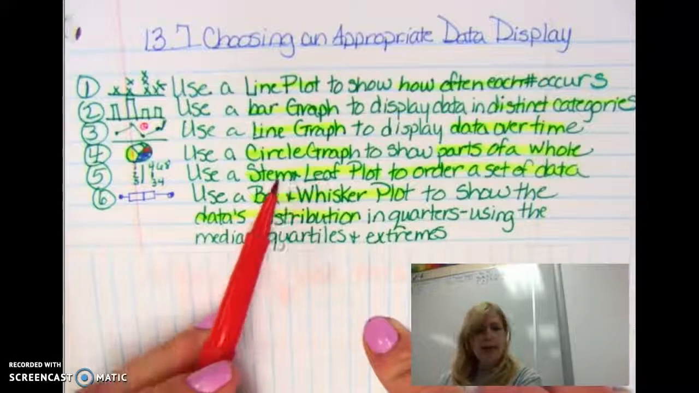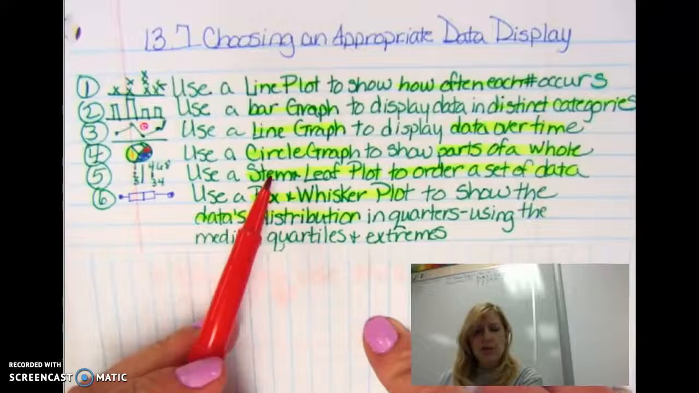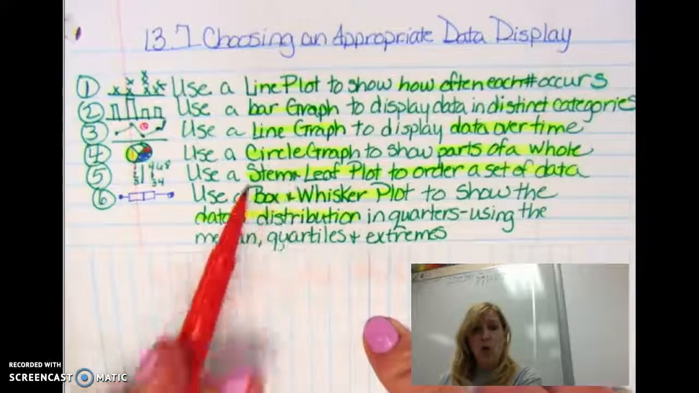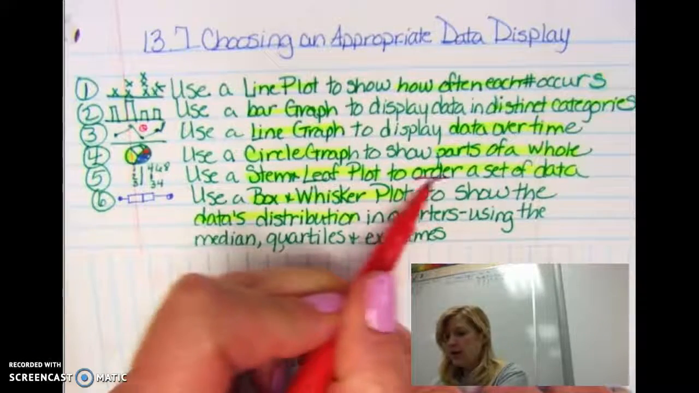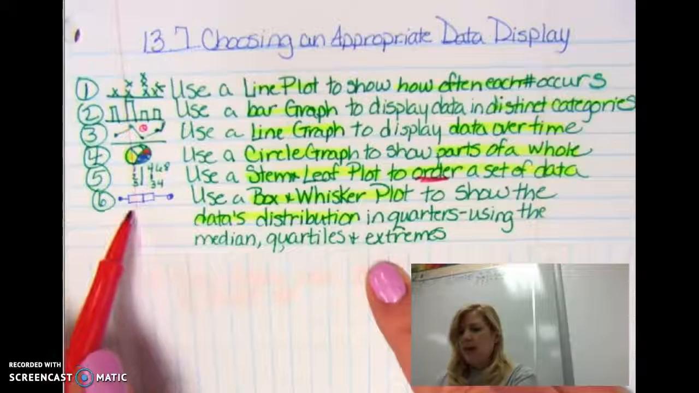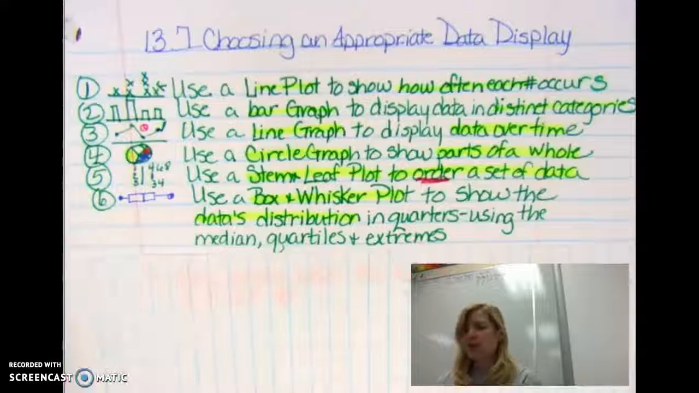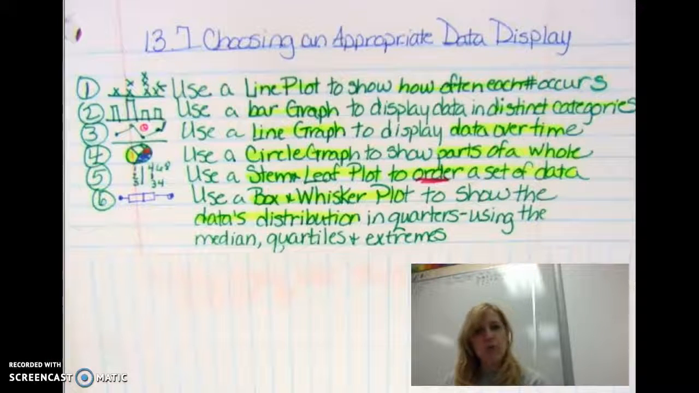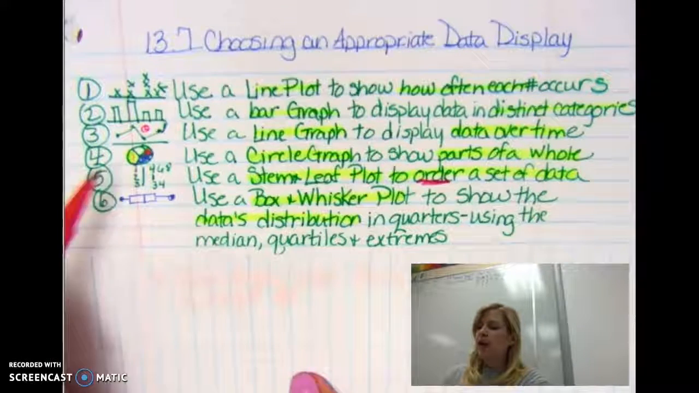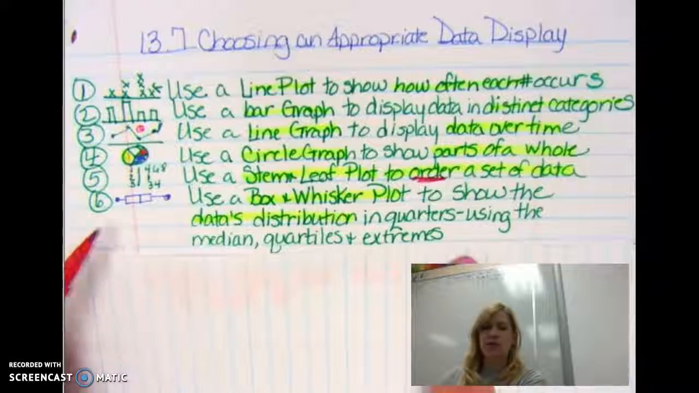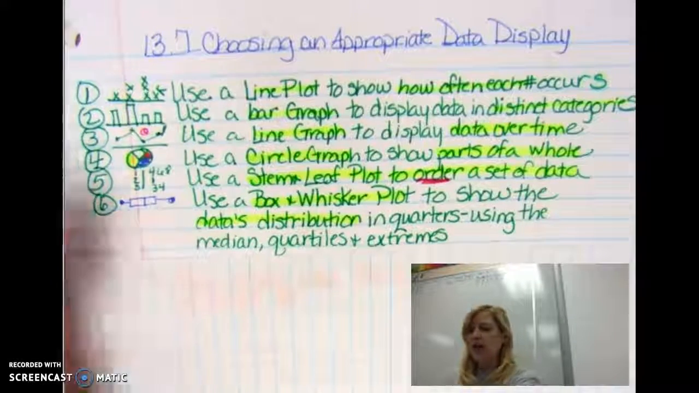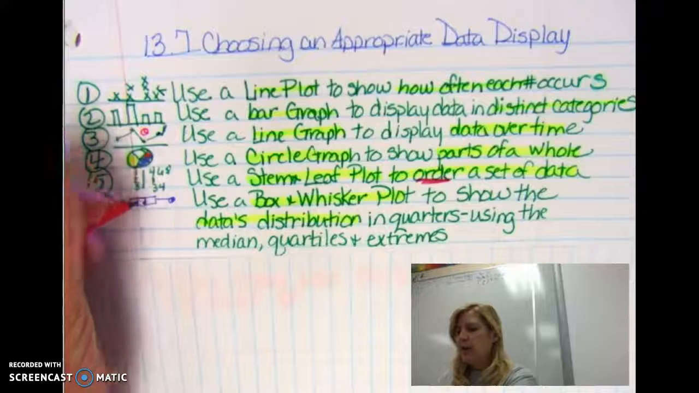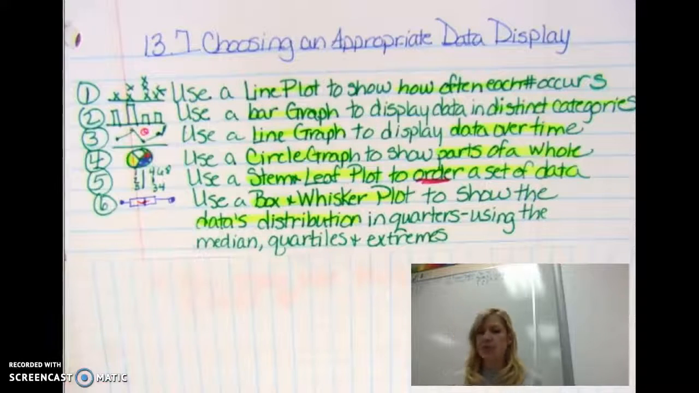Stem and leaf plot is to organize a set of data in order. And this is the key word, to put in order. Box and whisker plots are to show the data's distribution. So you're wanting things like the median, the quartiles, the extremes, and that sort of thing. So I drew our little box and whisker plot right there.